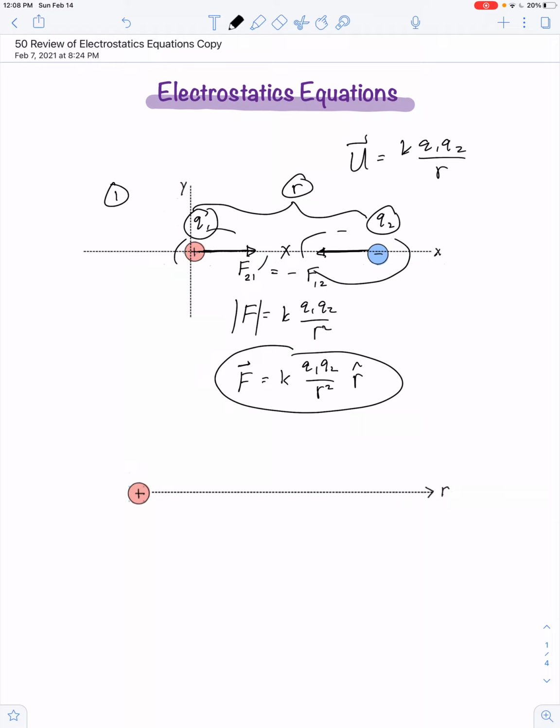We do not put a vector symbol on that because it's not a vector, so there's no r hat on the right side of the equation. This is just a scalar equation, and there you have it.